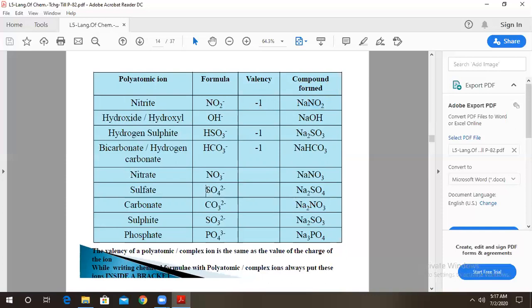Sulfate, SO4 2 minus, two negative charges. So the valence is 2. It will combine with two sodium atoms, Na2SO4. And over here in Na2SO4, each sodium atom combines with one sulfate group.